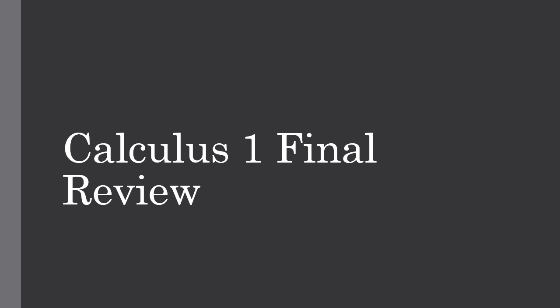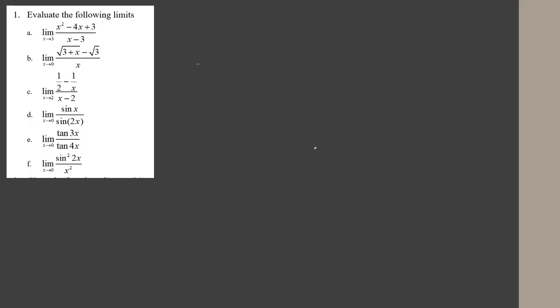where we're going to go over some Calculus 1 final review problems. Alright, to get us started, our first question is to evaluate the following limits. So we're going to start with A. And the equation is x squared minus 4x plus 3 all over x minus 3, and it's the limit as x goes to 3. If we put in direct substitution, then we're going to have a 0 in the denominator. So let's see what we can do.